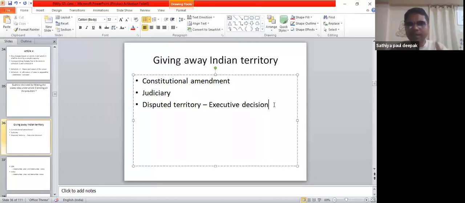That is why the judiciary said it should be a constitutional amendment. So you need to get large majority support, including the opposition, in order to transfer your territory to some other country.